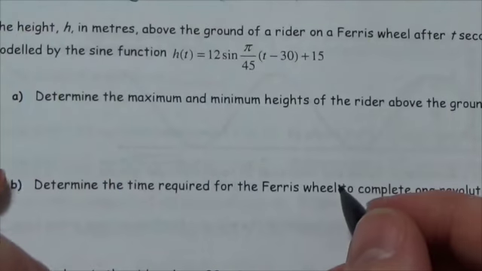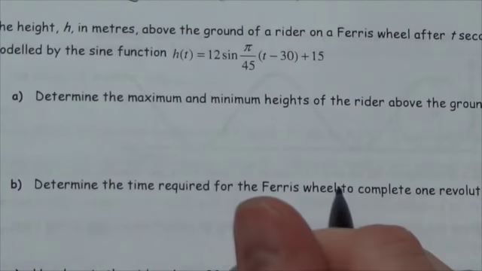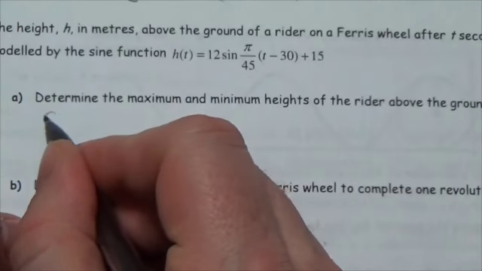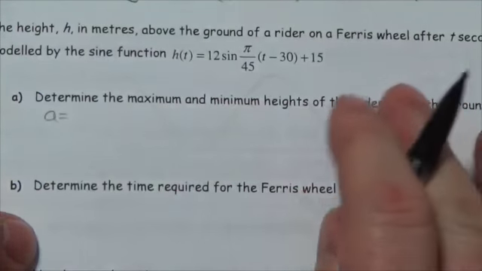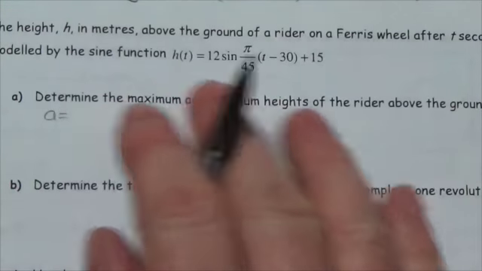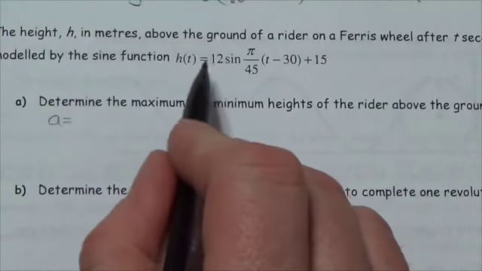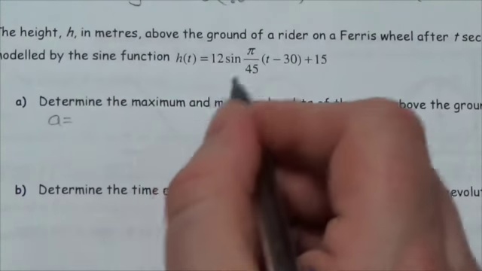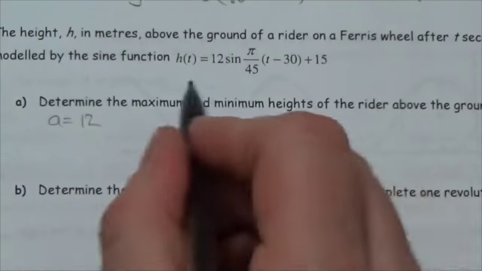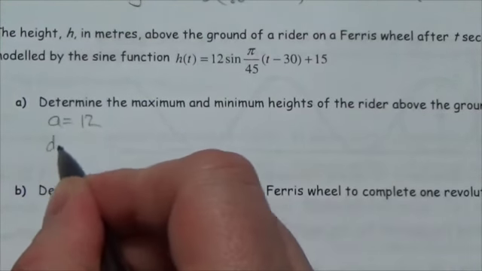Okay, this is really similar to the tide problem we did a little while ago. So to figure out the maximum and minimum here, I need to know A and D. And I can read these right off the equation, and in this case, actually, this is really easy to do because the equation is even in the right form. The very first number that I come across here is the coefficient of the trig. So the amplitude is 12, and the median value, the D, is equal to 15.